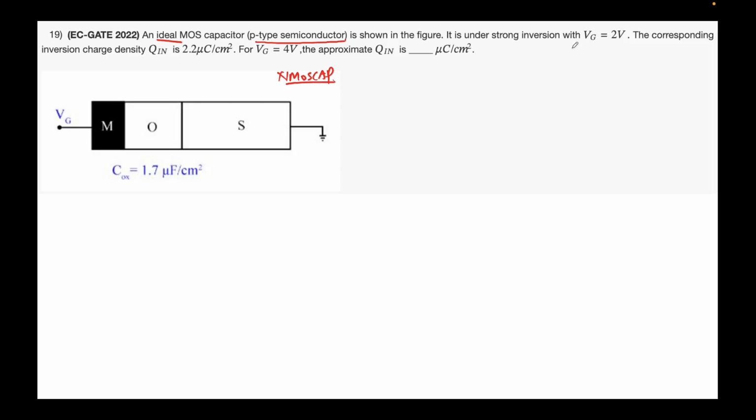It is under strong inversion, so they're already saying that it's under strong inversion. If it's p-type, it has to get depleted, so we must apply a positive gate bias to deplete and obviously to invert. Hence the VG is given as 2 volts. Positive bias is given. The corresponding inversion charge density is 2.2 microcoulombs per centimeter square. So what we are saying here essentially is, when you apply plus 2 volts, obviously you would have depleted it. So I'm depleting it.